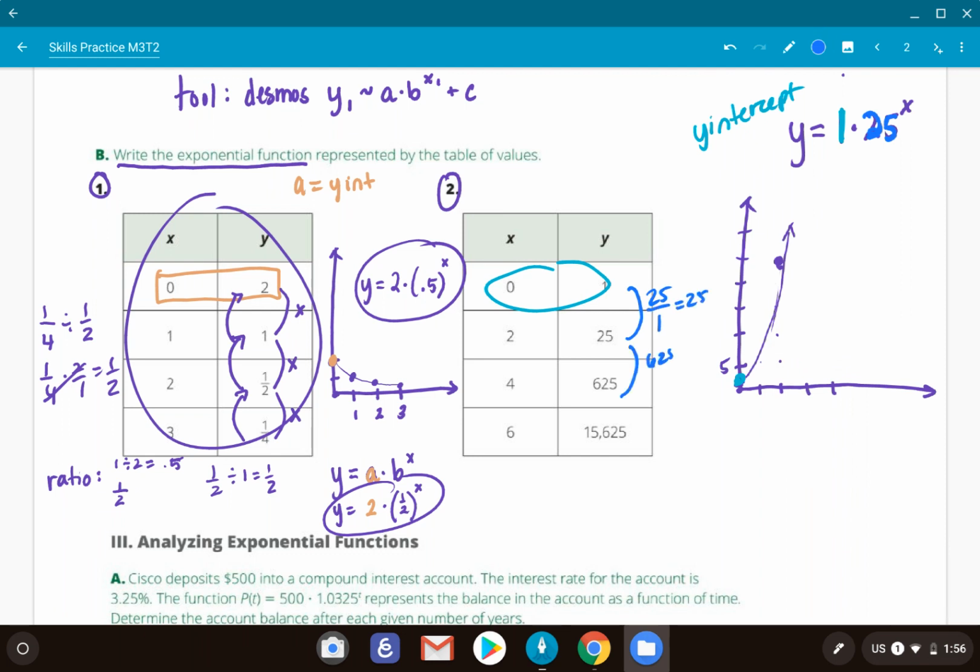And you could have figured that out by doing 25 over 1. Also, 625 over 25 equals 25. And then 15,625 divided by 625 equals 25. So that helps you get this value here. If you ever don't have access to Desmos, you could figure out that way.